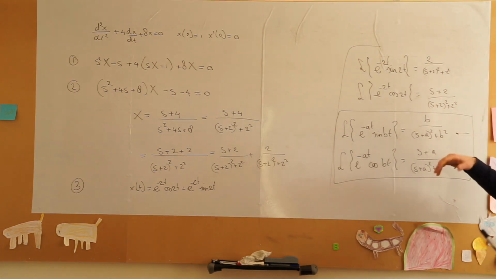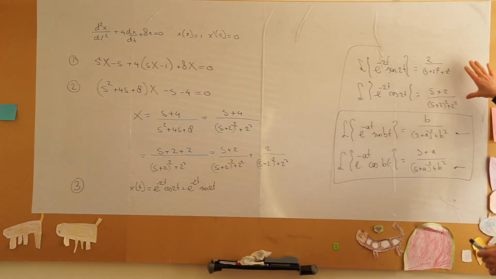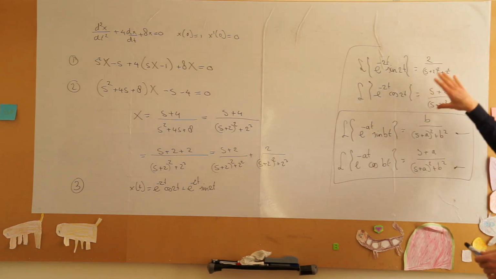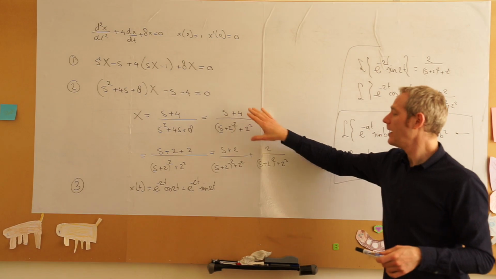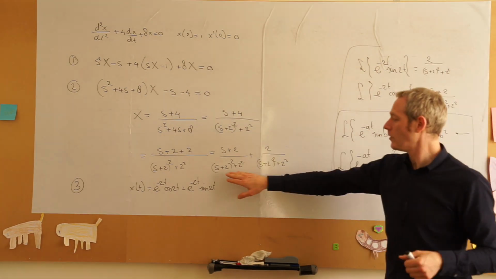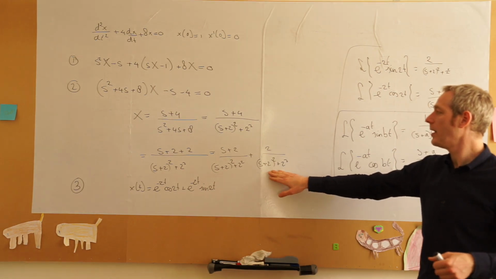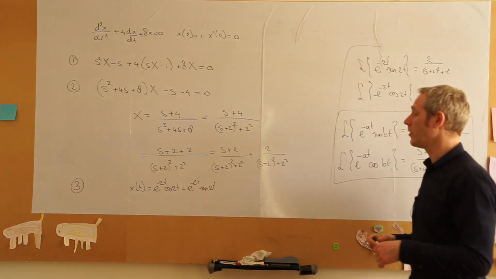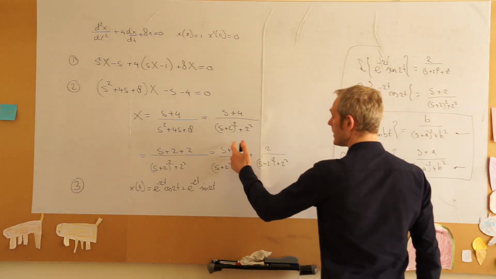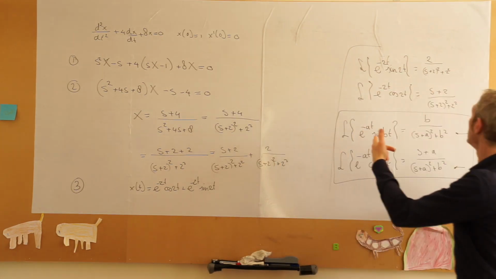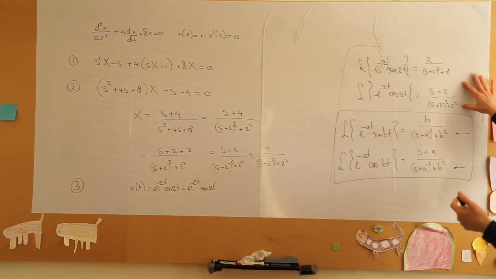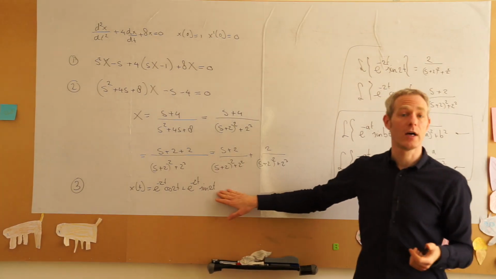In our case, a is 2, b is 2. So we have these two things, and we have to rewrite what we have into the sum of a part in this form and a part in that form. But luckily, this example makes it easy because we have s plus 2 here and 2 here, which make it exactly like the Laplace table, and we can write out our solution.